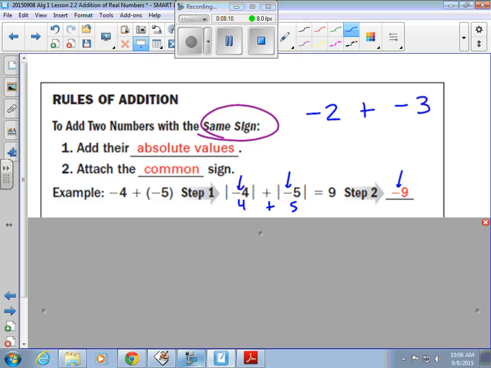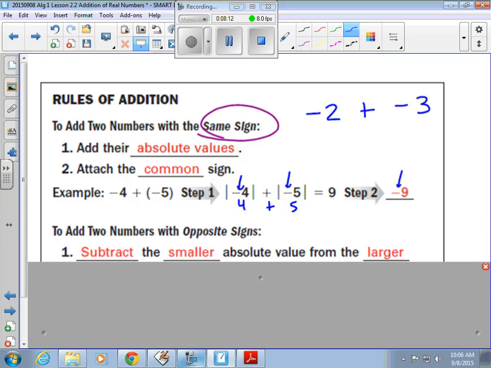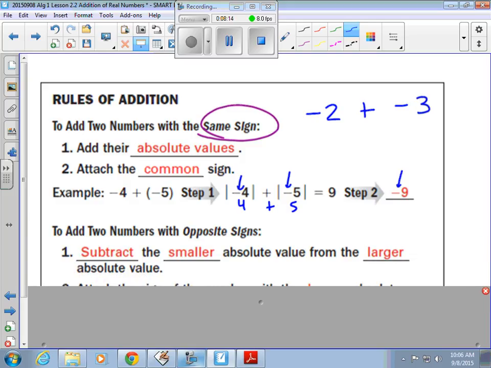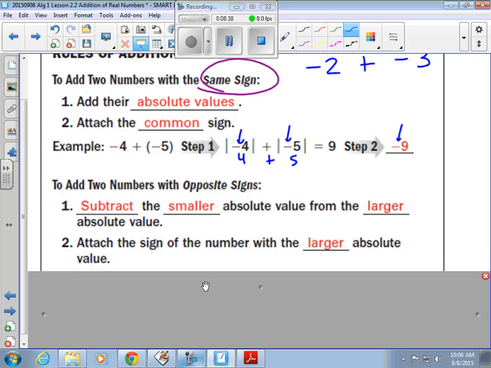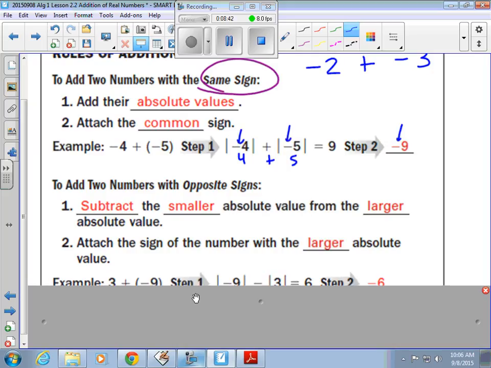The next one is the one people get stuck on, when they have opposite signs. Anytime they have opposite signs, one positive, one negative, subtract the smaller absolute value from the bigger one. So exactly what it says, subtract the smaller absolute value from the larger absolute value. And then attach the one that has the larger absolute value. Attach its sign.